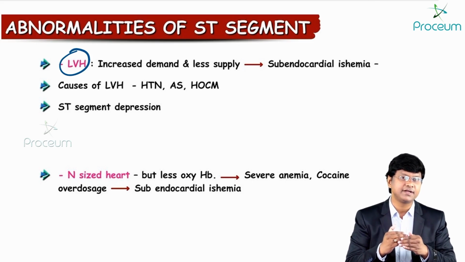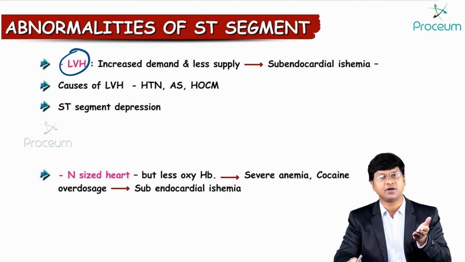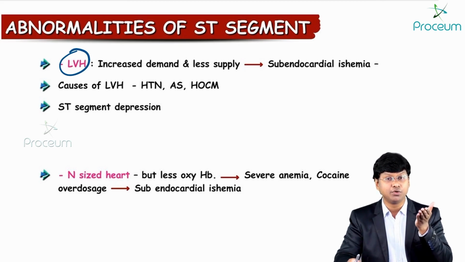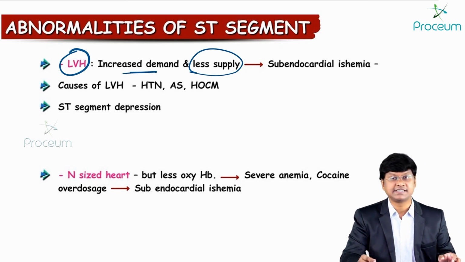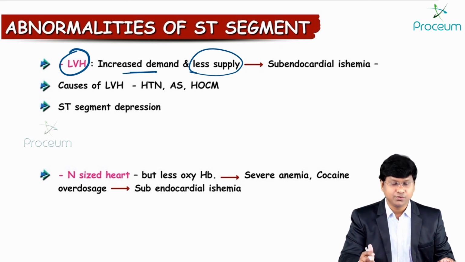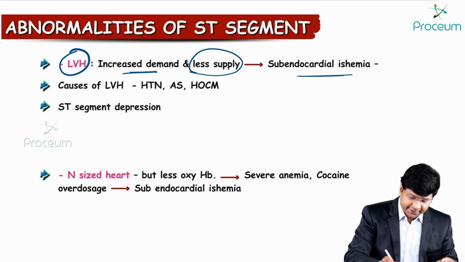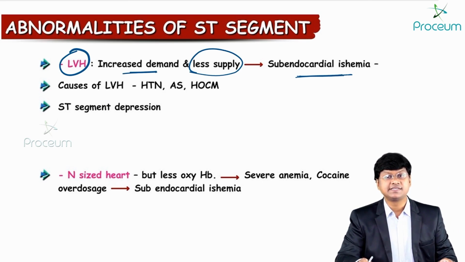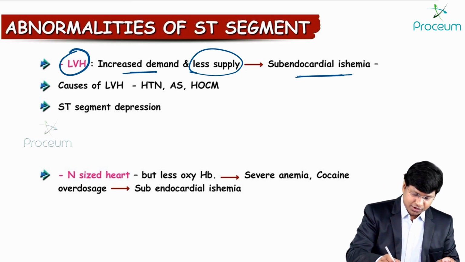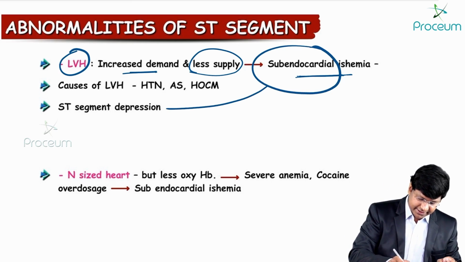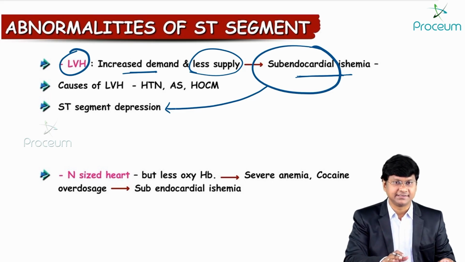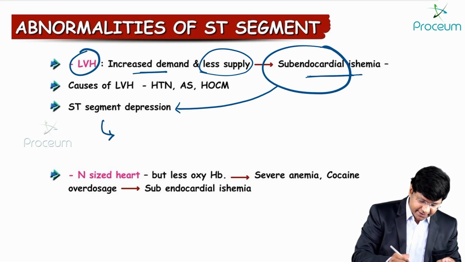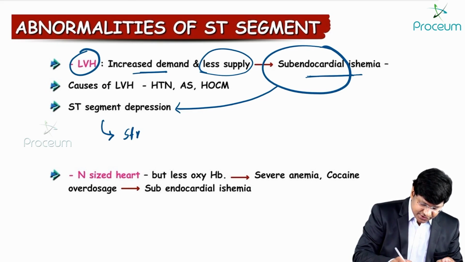And whenever there is left ventricular hypertrophy, what will happen to your myocardial oxygen demand? The demand is more, right? So they will have increased demand but less supply. That will lead to subendocardial ischemia, and because of this subendocardial ischemia, the individual can have ST segment depression. This we call the strain pattern, right? The ST segment depression in left ventricular hypertrophy is called the strain pattern.